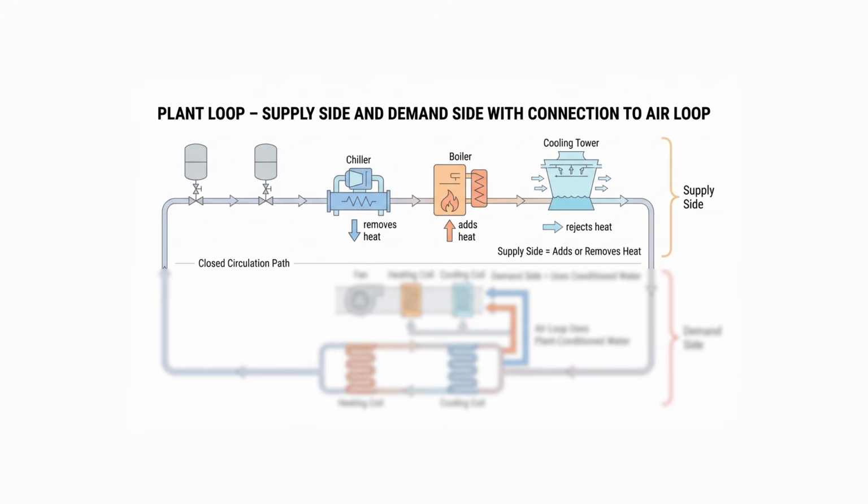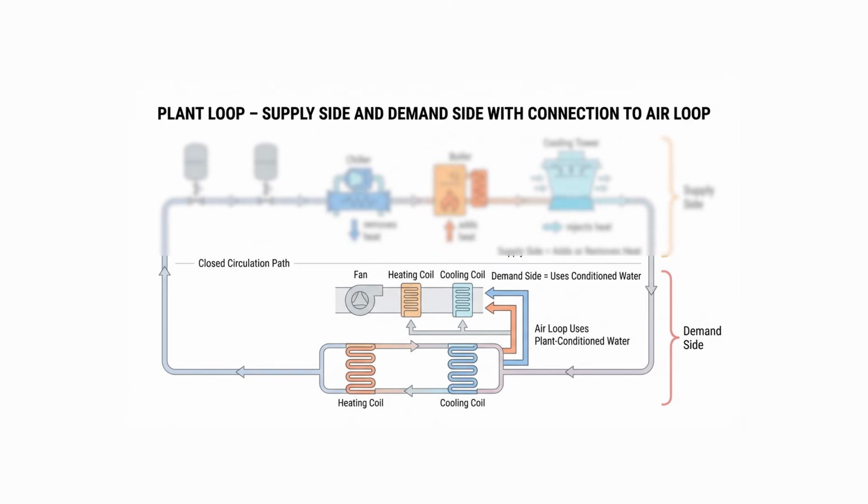The supply side of a plant loop contains the equipment that either adds heat to the fluid or removes heat from it, components such as chillers, boilers, and cooling towers. These devices condition the water before it is distributed through the loop. The demand side represents the equipment that uses this conditioned water. This typically includes heating and cooling coils installed in air handling systems. Because of this, the demand side of many plant loops is connected directly to the supply side of an air loop. In other words, the plant loop conditions the water, and the air loop uses that water to condition the air.